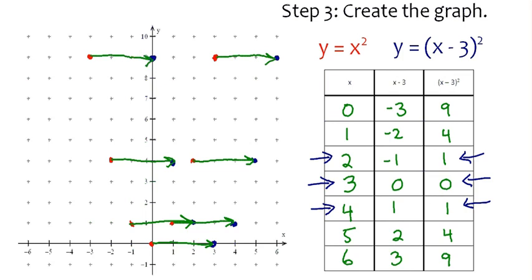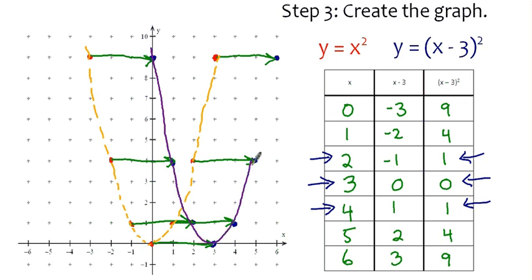Okay, let's actually trace the graph of y equals x squared so we have something to compare our graph to. And now let's sketch the graph of y equals (x minus 3) squared, which goes through all these blue dots right here. And there you have it, the graph of y equals (x minus 3) squared.